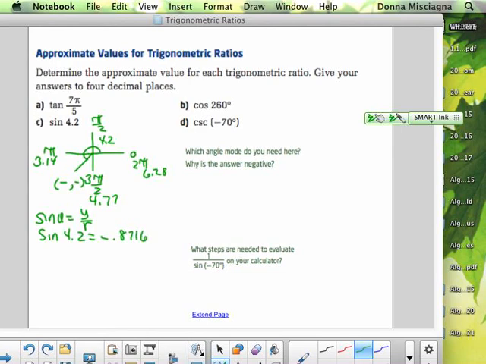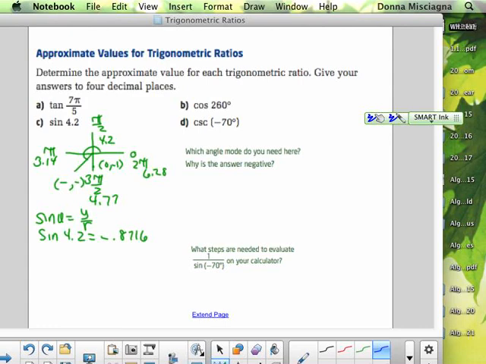0.8716. And of course, if we had gone all the way, well, not that far, to 3 pi halves, that would have been a negative 1, because this point here is (0, negative 1). So that seems like a good answer. And it is. And so let's look at the last one, cosecant of negative 70.